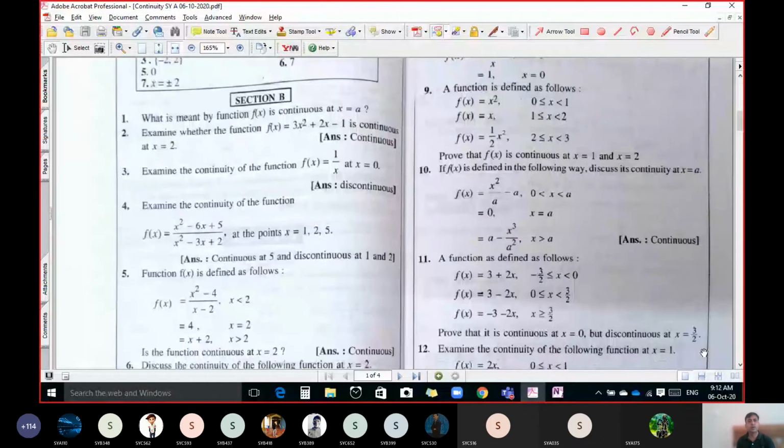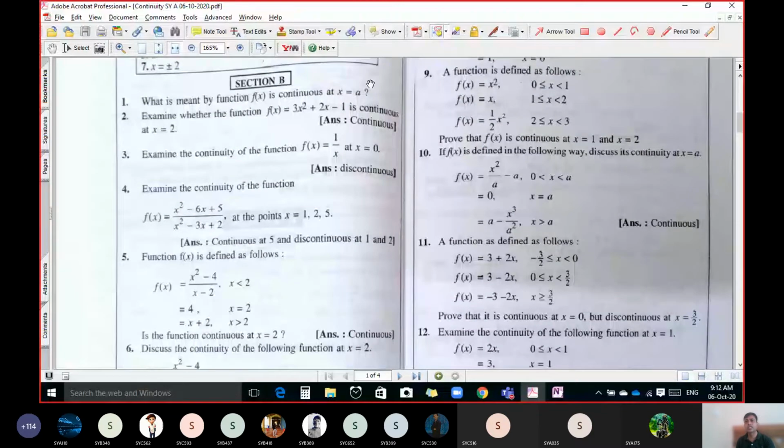First question is, what is meant by function f of x is continuous at x equal to a? That is a theory, that is nothing but definition. Now question number 2. Examine whether the function f of x equal to this is continuous at x equal to 2. That is the question.